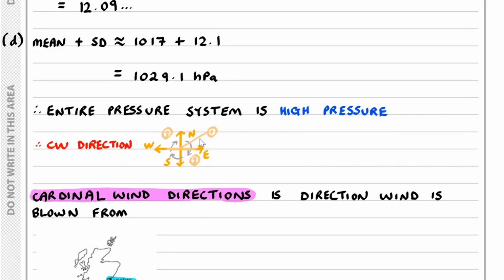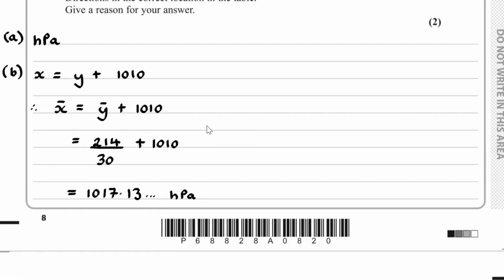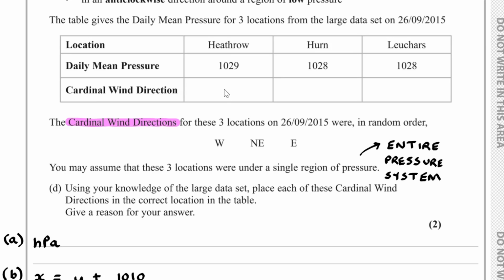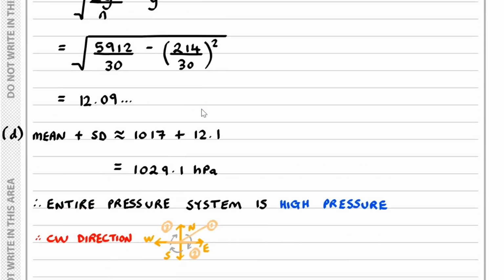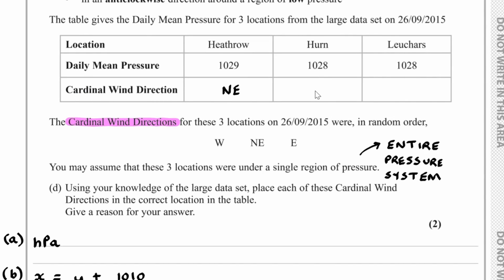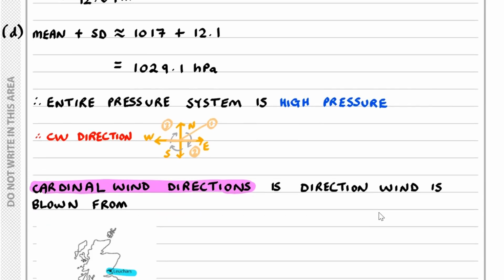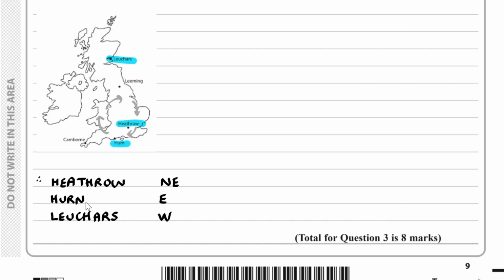So you can see northeast is first, which corresponds to Heathrow. So this is northeast, followed by east. Remember, we are going in a clockwise direction, so we go to Herne next, and then we go back up to Leuchars, so then we go west. So here is our completed table. So we've got Heathrow, northeast, Herne, east, and Leuchars, west, which was also added to the table.